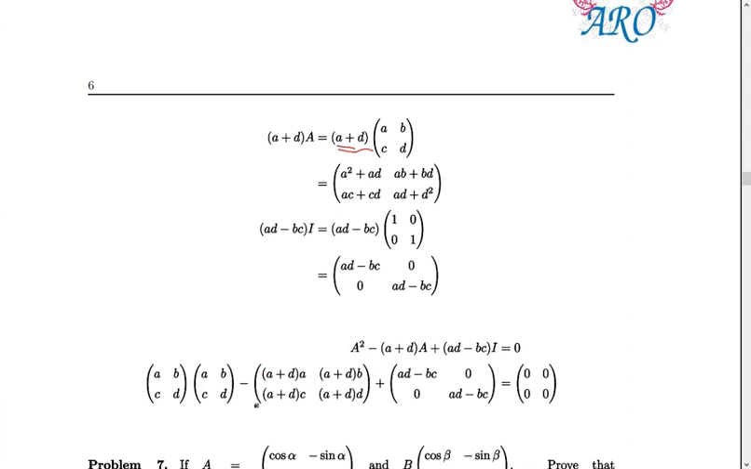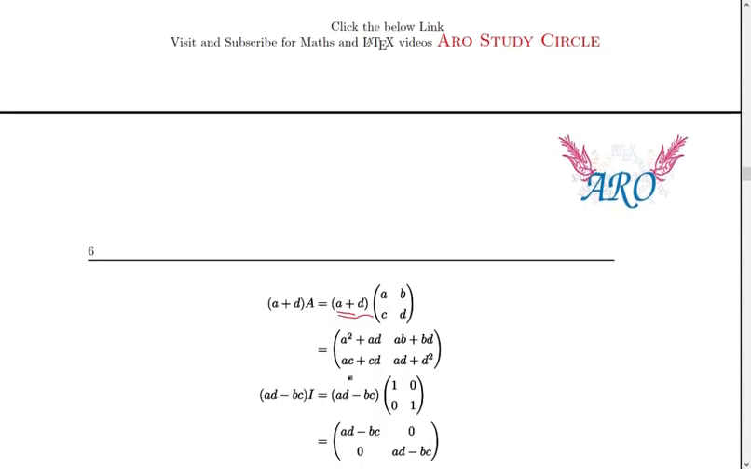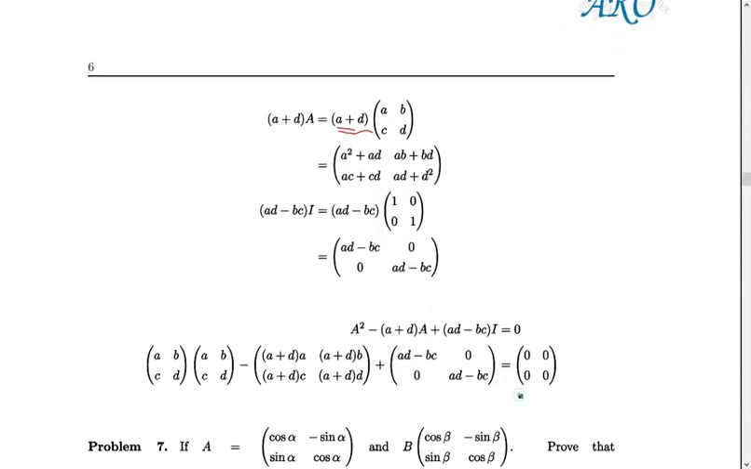So A squared, this value we already found. A squared is equal to a squared plus bc, ab plus bd and so on. The answer is the 0 matrix. If you have any doubt, leave your question as a comment and we will clarify later.